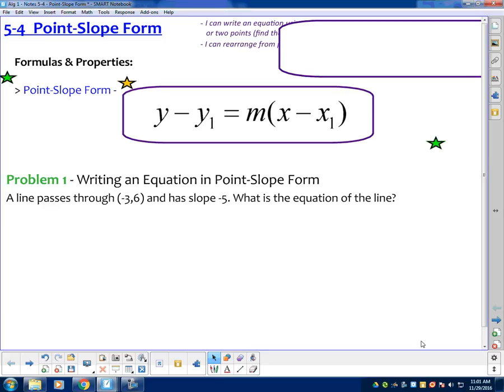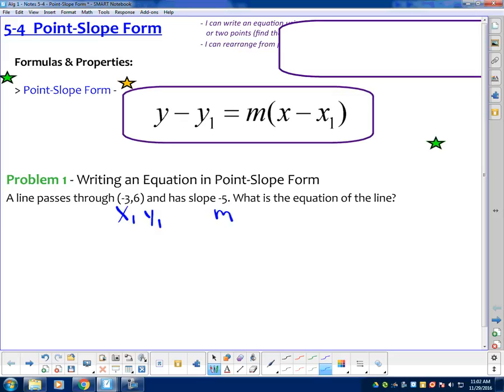So what we need to do to write an equation in this form is we need to have a point and also a slope. So it says, problem 1, write an equation in point slope form. A line passes through negative 3, 6. Well, negative 3, 6 is our point. Call it x1, y1. So the negative 3 is my x1, the 6 is my y1, and we have a slope. Negative 5 is our slope. So what is the equation of the line?